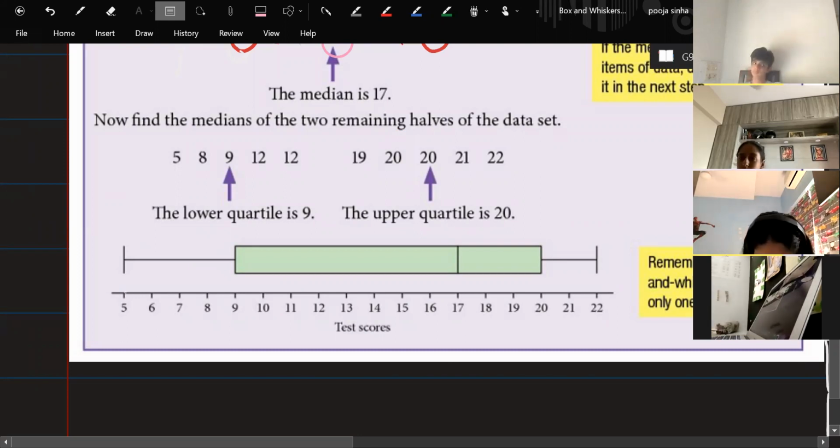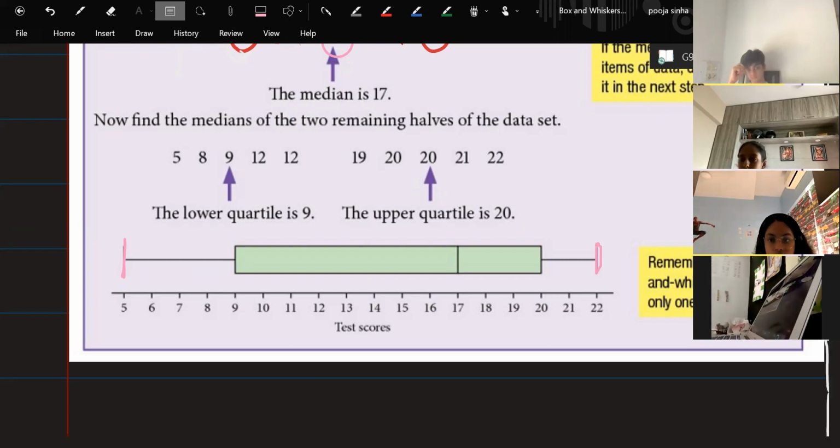From the data, you will write everything on the x-axis. Lowest is how much? 5. So you make a line here. Highest is how much? 22. You make another line here. You have to use a scale and pencil properly. It should be very neat and precise. Then where is your lower quartile, Q1?